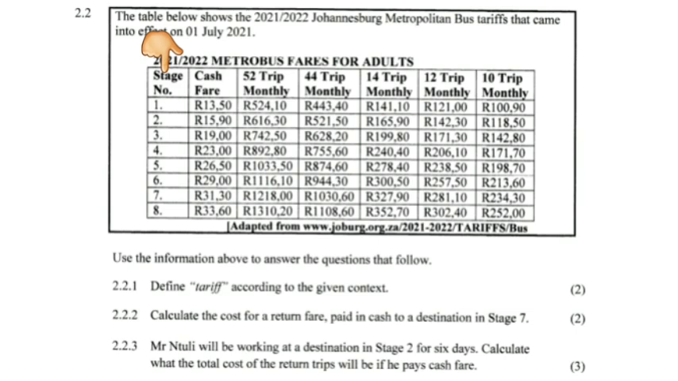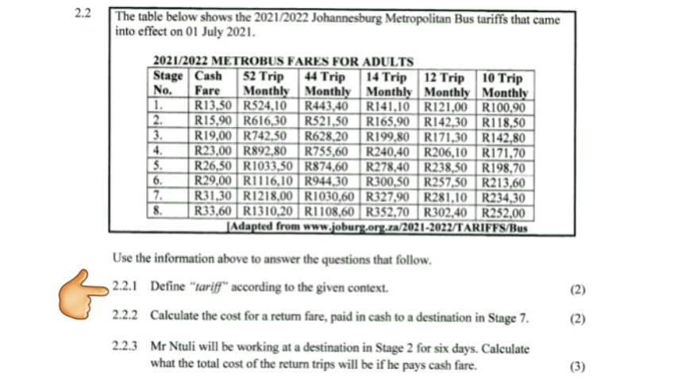We are seeing that it has stages, it has the cash fare, and then it has the monthly payments if you are taking 52 trips, 44, 14, 12, and 10 trips per month. The first question wants you to define tariff according to the given context, meaning according to the scenario that they gave to you in that box.